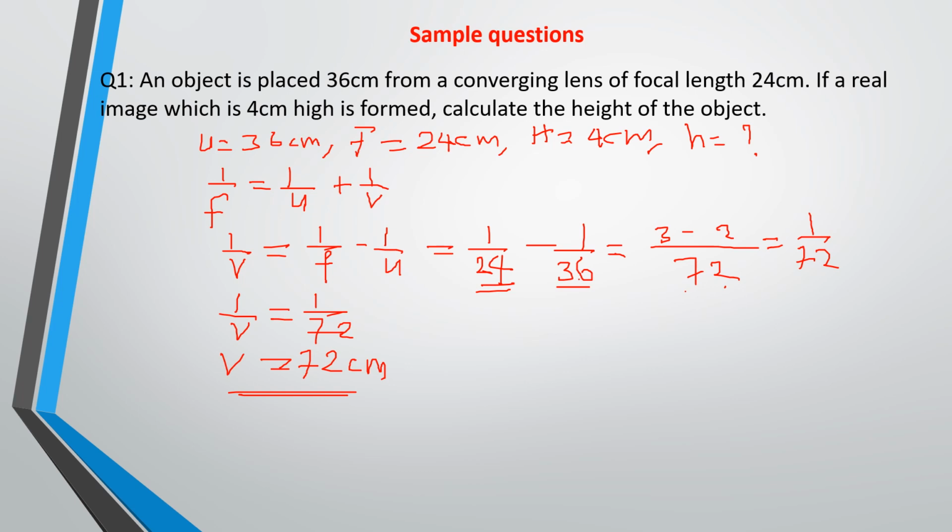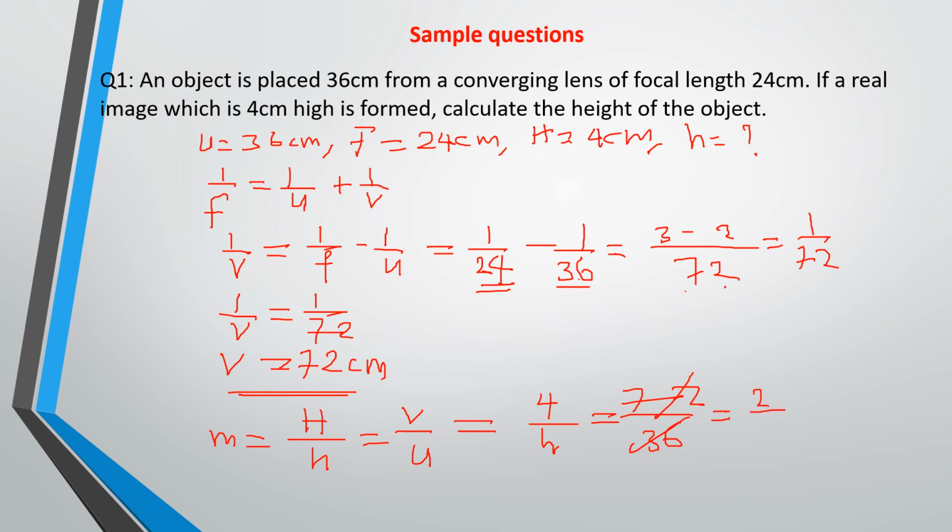Then for you to get the height of the object, we know that magnification is equal to image height, which is represented by capital H, over object height, which is represented by small h, is equal to image distance over object distance. So if you substitute into this equation, you are going to have that the image height, which is 4, over the object height, which is unknown, is equal to image distance, which is 72, sorry about that, over object distance, which is 36. These two can actually cancel out, so that you have 2 over 1.